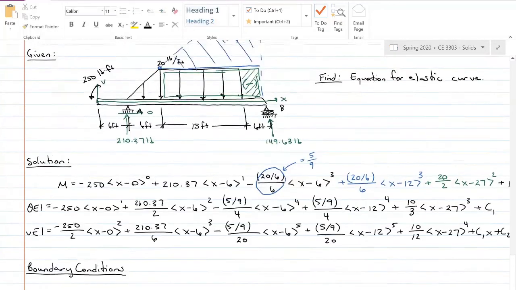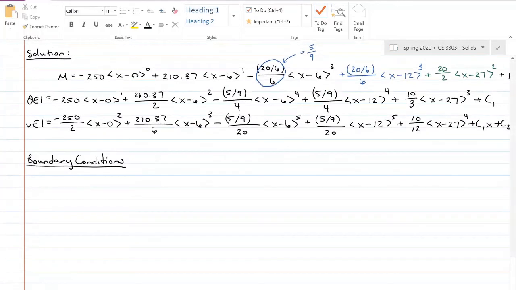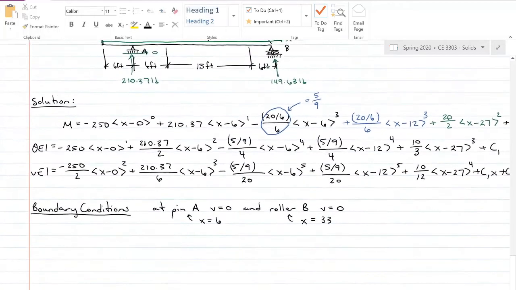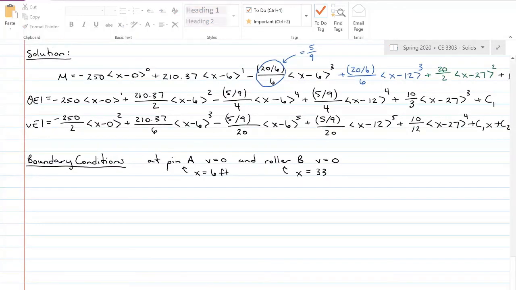And I've got a pin and a roller. So at pin A, V is equal to 0, and roller B, V is equal to 0. Pin A is at x is equal to 6. Roller B is at x is equal to 33. And we're in feet. I'm being lazy and not writing my units. All right.